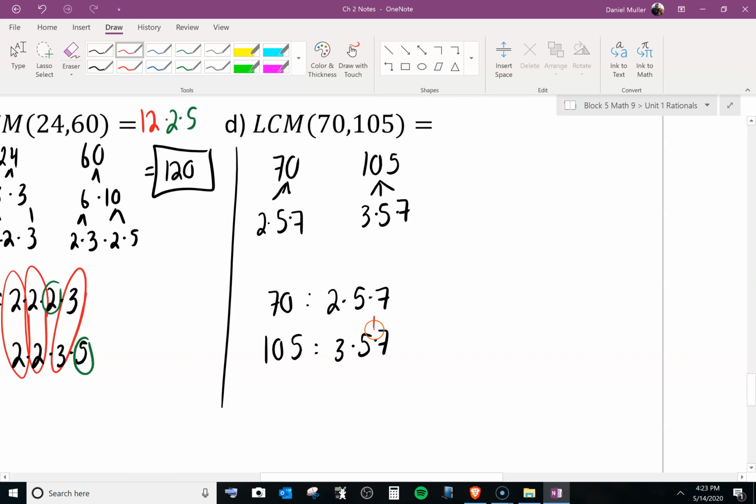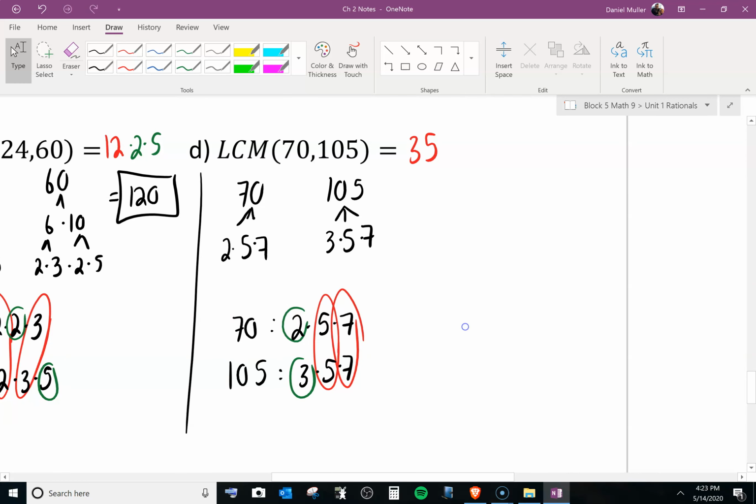Our GCF, which was the last stuff, is 5 times 7, which is 35. But then we have some leftovers here, 2 times 3. So we can multiply it by 2 times 3. 35 times 2 is 70. 70 times 3 is 210. So 210. That is, again, 35 times 6. And if you did that, you would get 210.